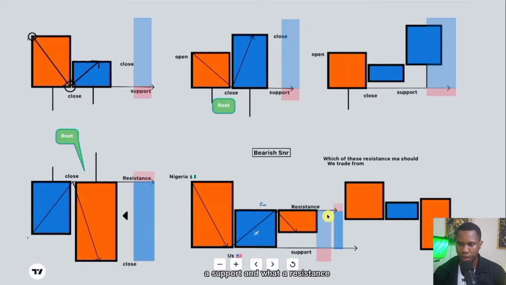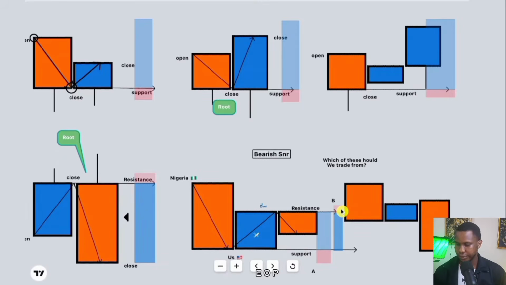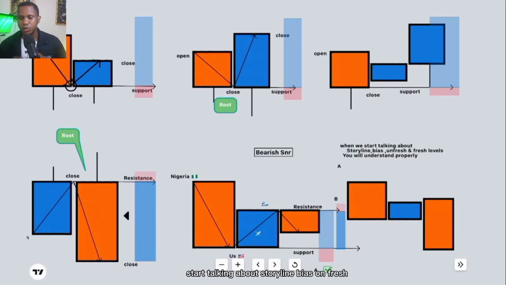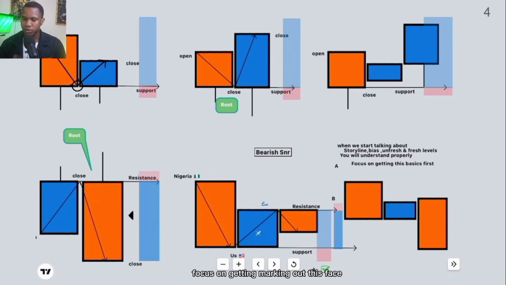So we now have two zones, a support and a resistance. So my question here is, which of these zones are you gonna trade from, A or B? If you choose A, you're right. So when we start talking about storyline, buyers on fresh levels, you're gonna understand this properly. Focus on marking out this first.